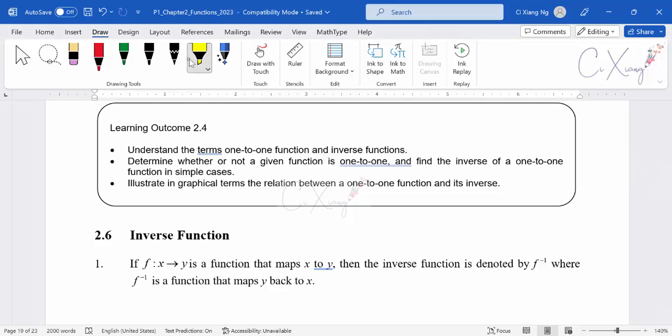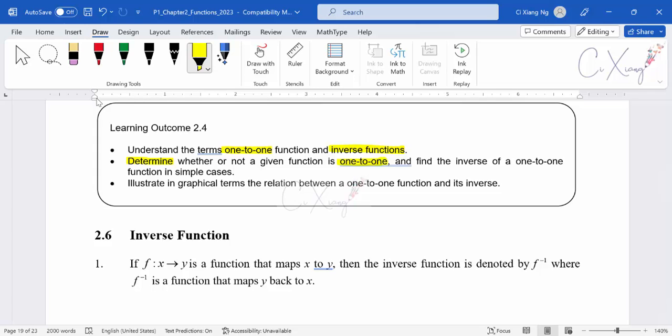Okay, so for today's video, we will be discussing some concepts about the inverse function, right? So let's have a look at the learning outcomes. We have to understand the meaning of a one-to-one function, and also the meaning of an inverse function. Before we can find the inverse function, we need to determine whether the function given is a one-to-one function or not.